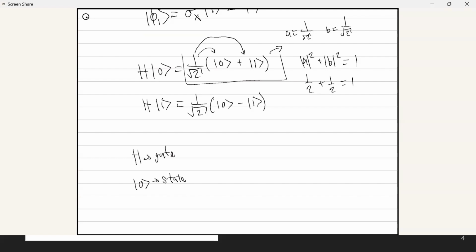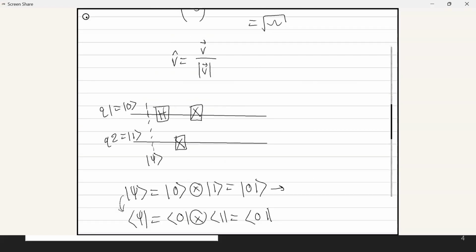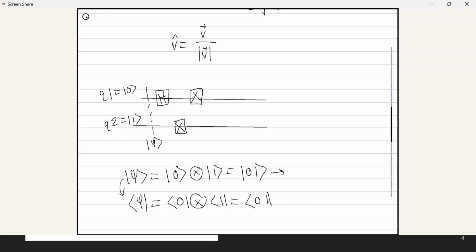So gates act on states, meaning they just multiply. In linear algebra, we can say that H is a matrix and 0 is a vector. The tensor product, I believe, is only relevant when you have multiple qubits and you're trying to combine them, like I showed up here. Does that make sense?